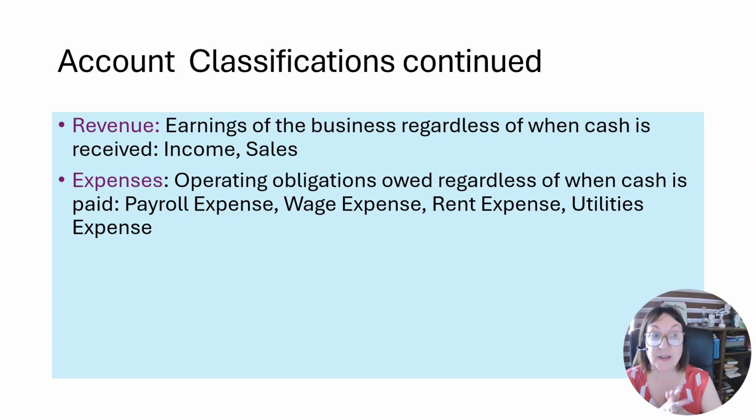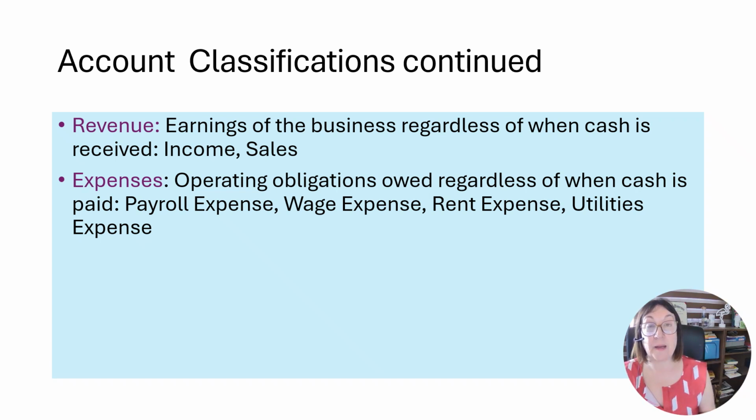Finally, the last two account classifications are revenue and expenses. Revenue are just the earnings of the business, all the sales of the business, all the income of the business, regardless of when cash is received. For example, if I sell you a pair of jeans and I don't accept money for it, but instead I will send you a bill for it, so Gap will send you a bill for that pair of jeans, regardless of when you pay that bill, we consider that earnings to the company at the point of sale.